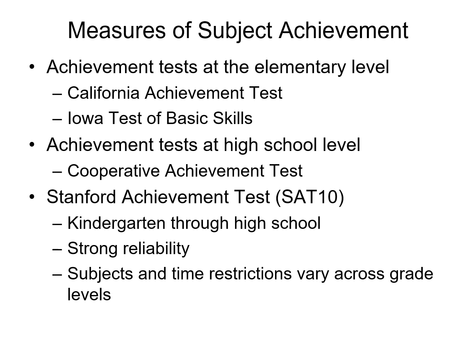Achievement tests at the high school level include the Cooperative Achievement Test and the Stanford Achievement Test, or the SAT-10. The SAT-10 has kindergarten through high school, strong reliability, and subject and time restrictions vary across grade levels. So again, what's being tested? And the question is these tests are often used to determine should someone pass through to higher levels, regardless of what their individual class performance is.